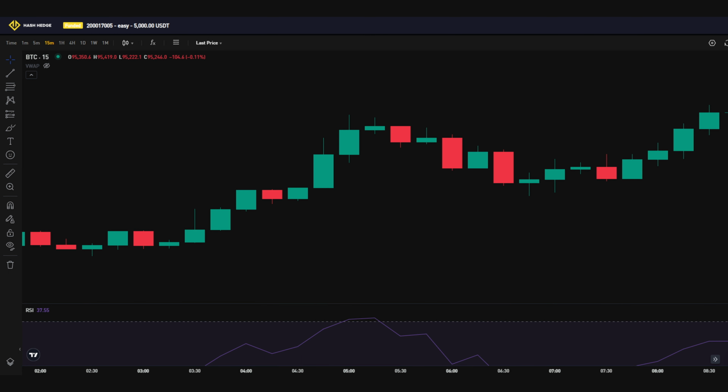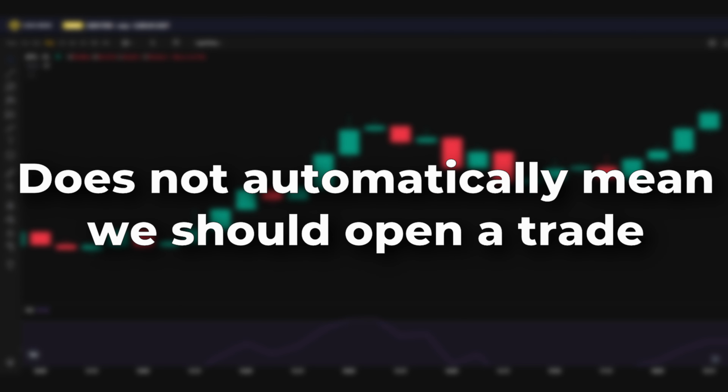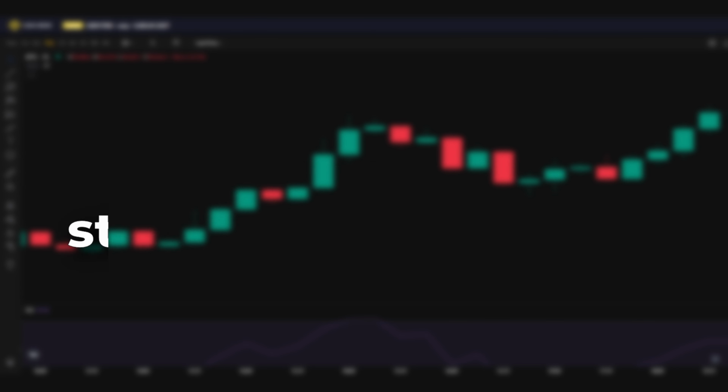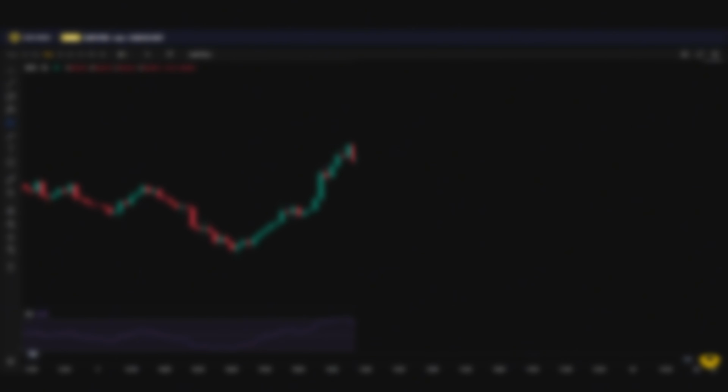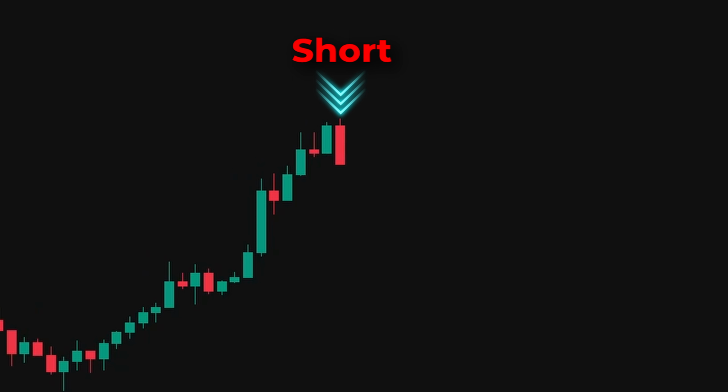That works for us. But the fact that RSI gives short entry signals on different timeframes does not automatically mean we should open a trade. We still need stronger confirmation. One way to do that is by adding a candlestick pattern confirmation. On the chart we see a bearish engulfing pattern. RSI also starts returning to normal, strengthening our signal. This is where we open a position.